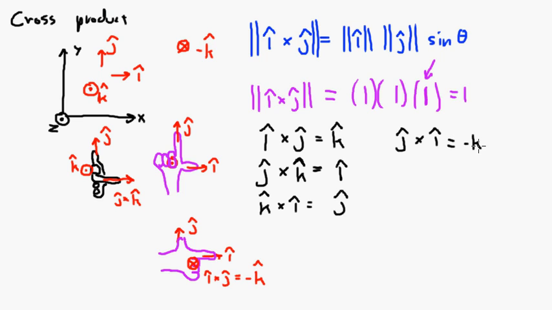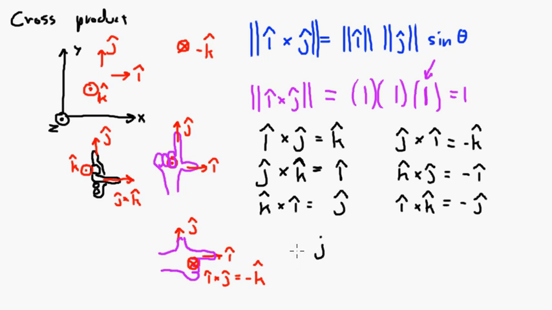So j hat cross i hat is negative k hat, and then what else do we have? Let's see, k hat cross j hat is negative i hat, and i hat cross k hat is negative j hat. So that is something to be careful of, because you don't want to assume they're going to be the same and then be surprised to discover that things are going the opposite direction. But this does make a very easy way to remember these things.